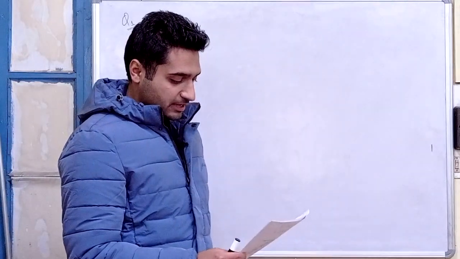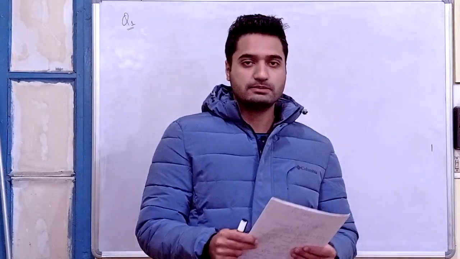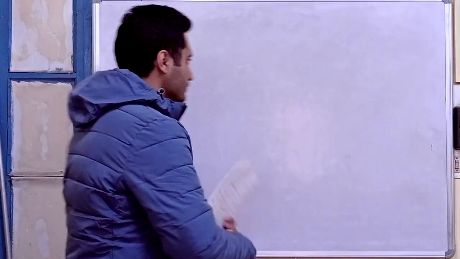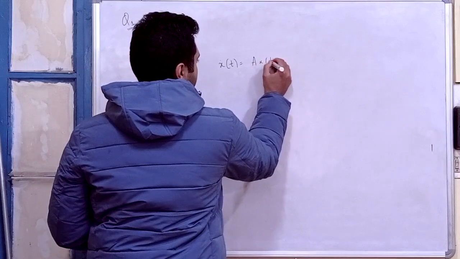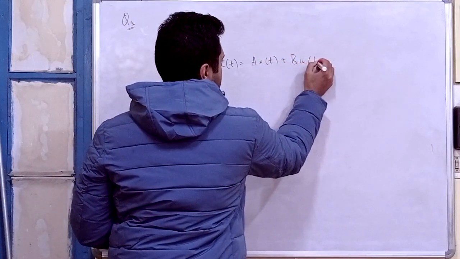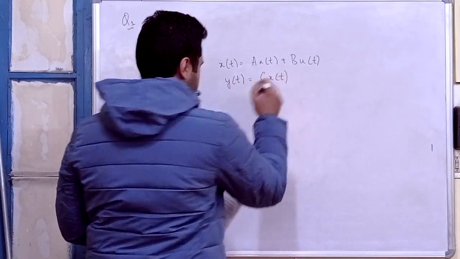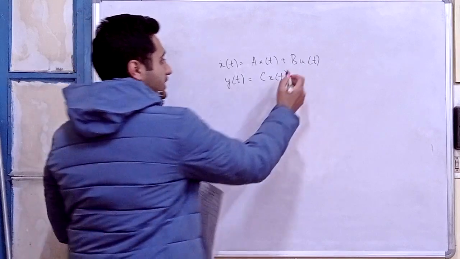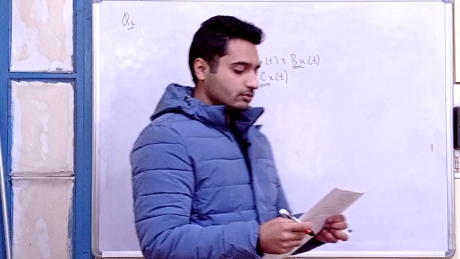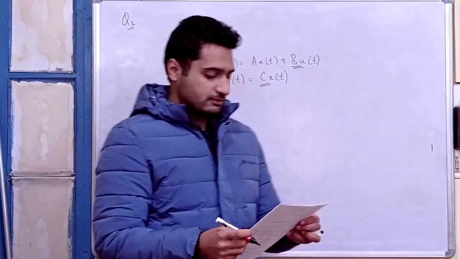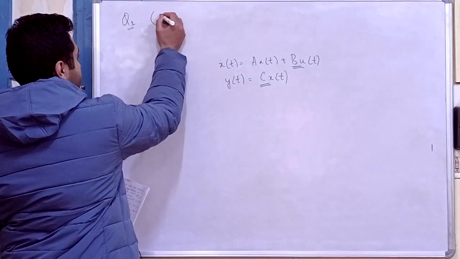Option C, state space modeling is applicable only to SISO systems. So this is false, because state space is applicable to MIMO systems also. Because if you remember this equation, this is the state space model of an LTI system. So this B and C determines whether your system is a SISO system or a MIMO system. So state space is applicable to not only SISO but also MIMO. And fourth, state space modeling is possible using canonical state variables, which is also true. So for question number one, the correct answer will be C.